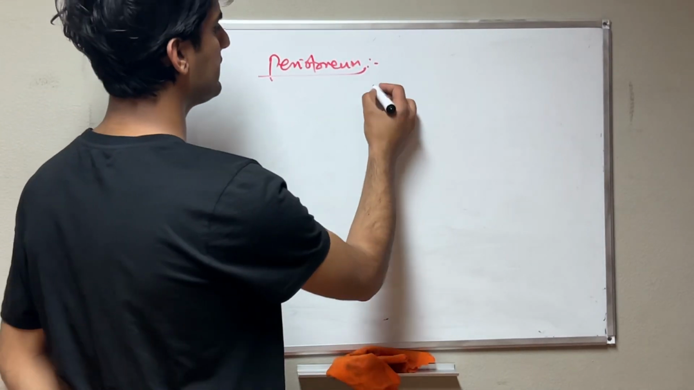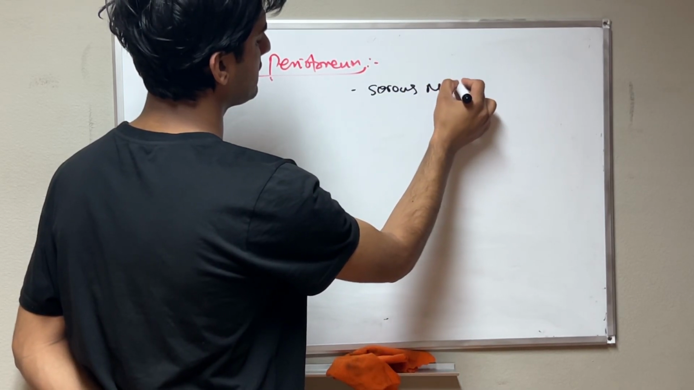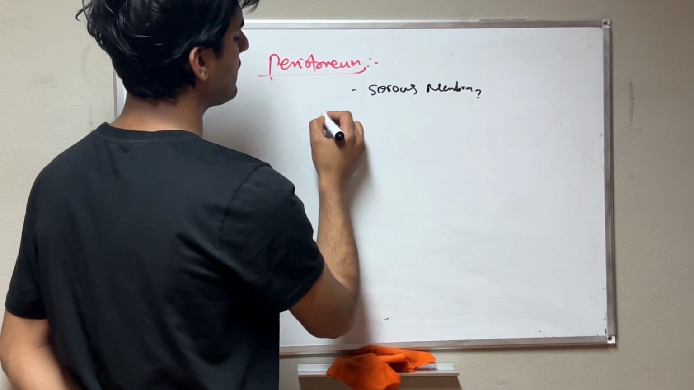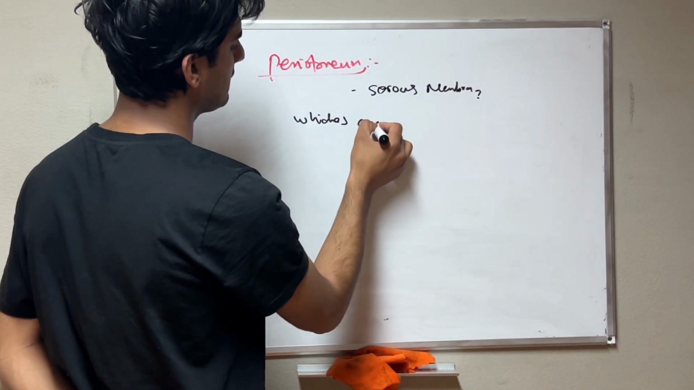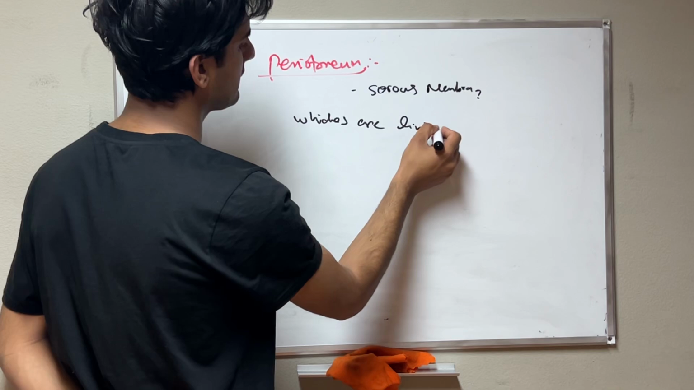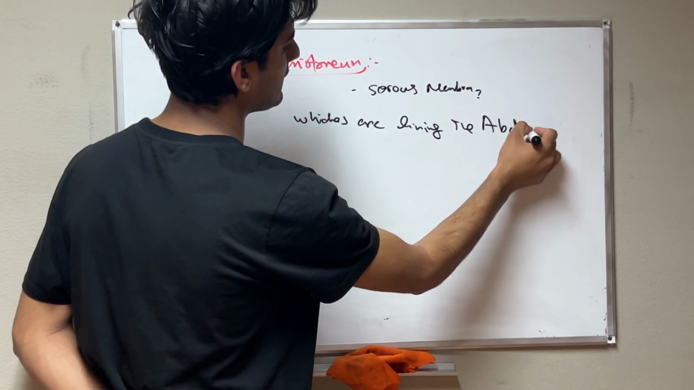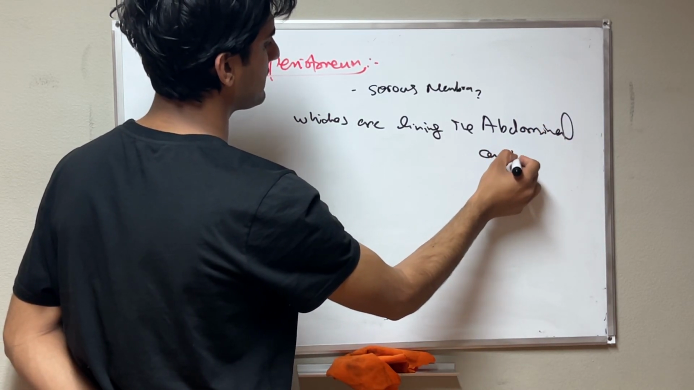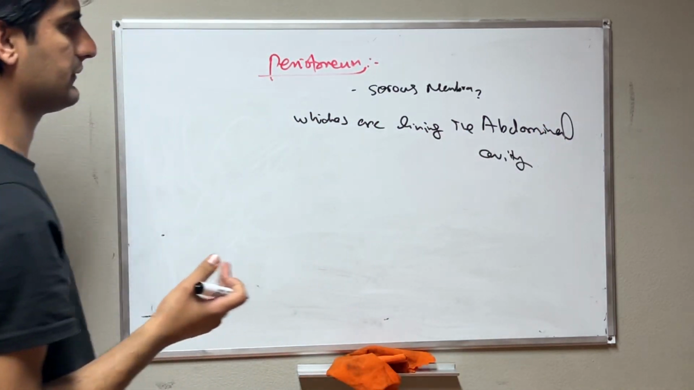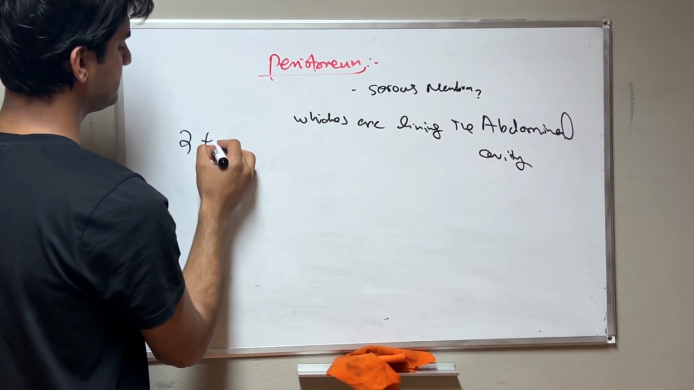Serous membrane, which covers or lines the abdominal cavity. Simply, this is the abdominal cavity, and this is the peritoneum. We have two types of peritoneum.